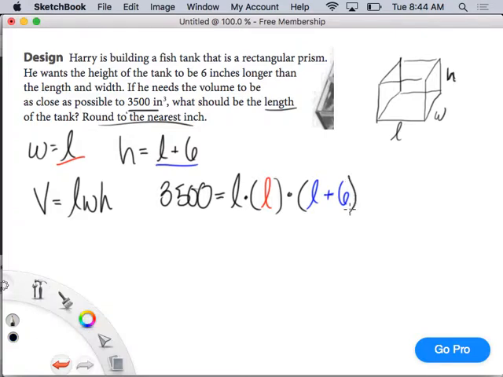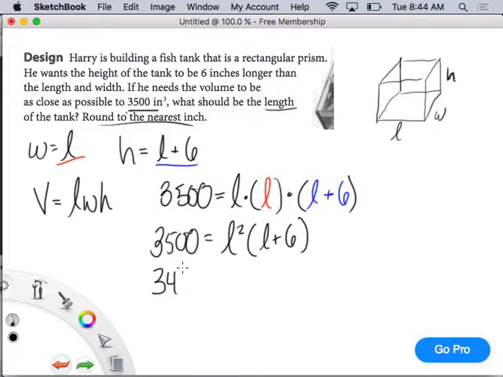Okay? Because remember, we're solving for the length of the tank, right? So then we just go ahead and multiply these in, or simplify. L times L is L squared times L plus 6. And then we go ahead and multiply that L squared in. L squared times L is L cubed plus 6L squared.